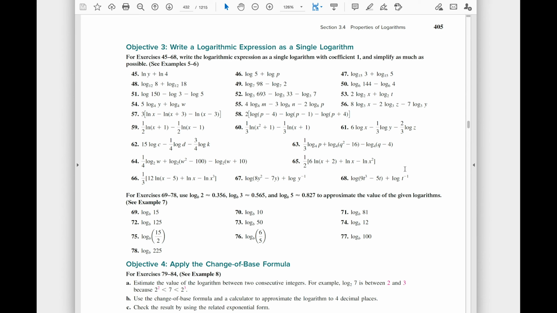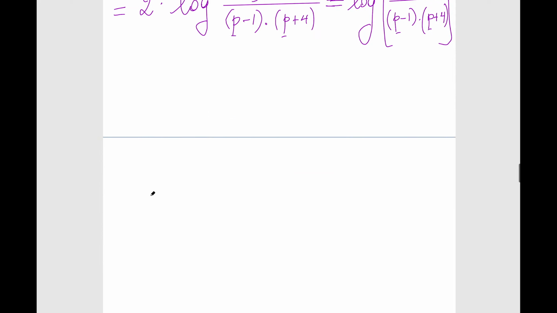How about 68? How about 68? Log base 10 still of 9t cubed minus 5t plus log base 10 of t to the power negative 1. So 68.